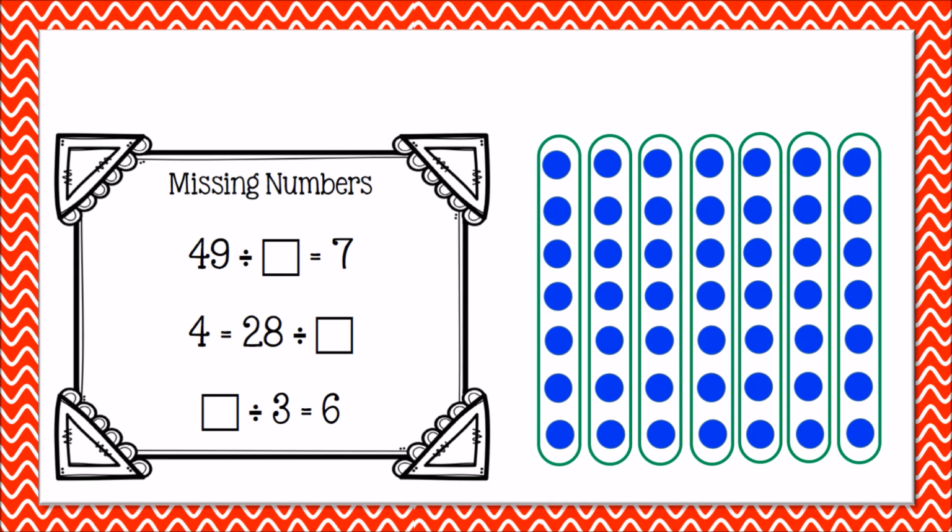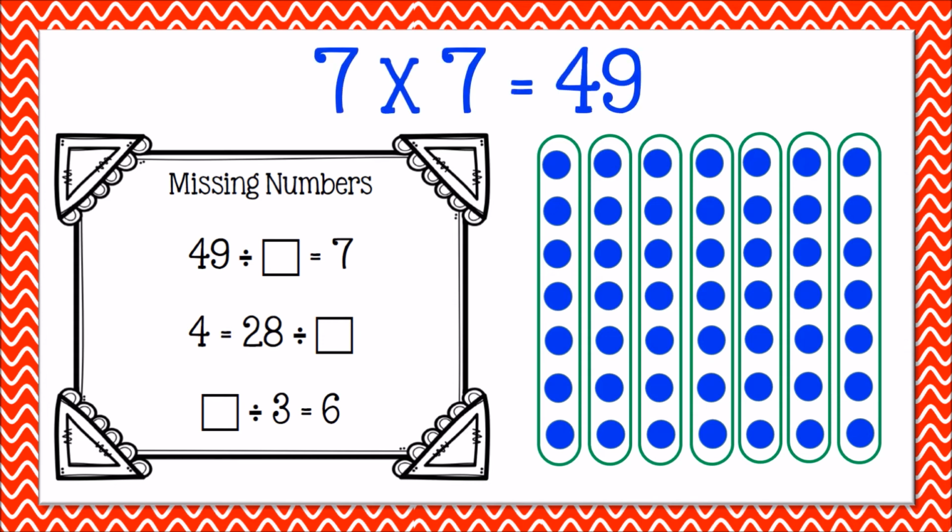But if I have a hard time thinking of it this way, I can also think about it as multiplication. And I can say 7 times something will give me 49. And then I can remember, oh yeah, 7 times 7 gives me 49.